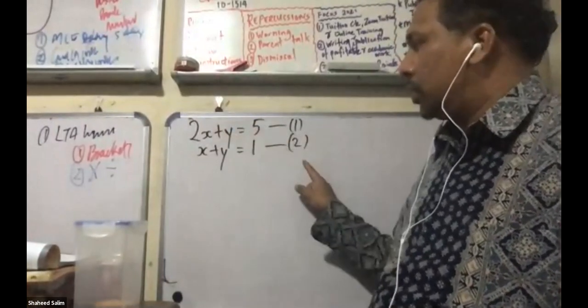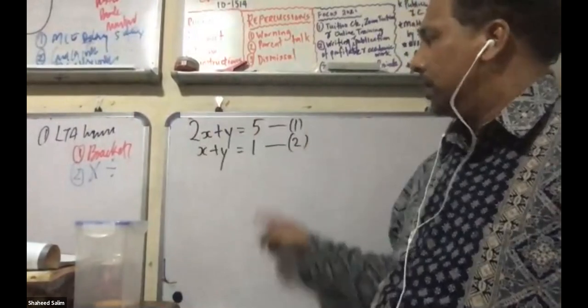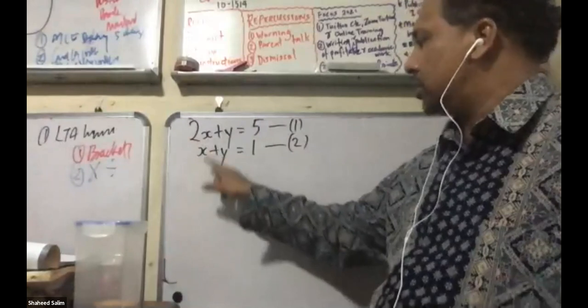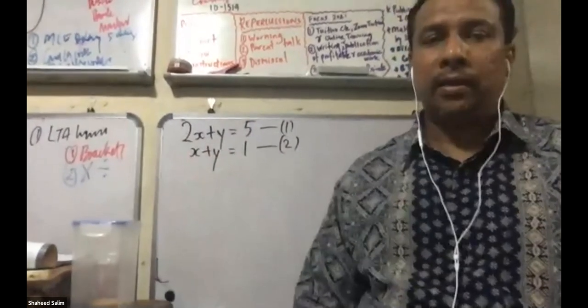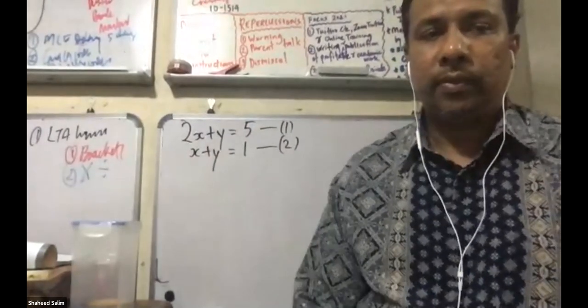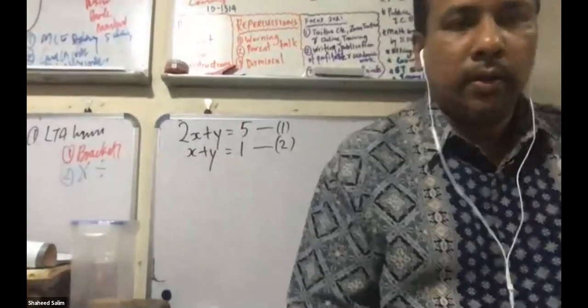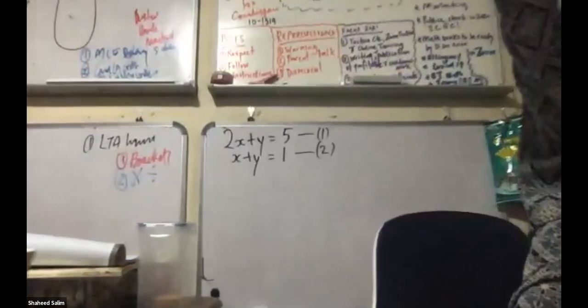Rearrange this equation 1, make it equation 3, but push the 2x that side. Rearrange, make this equation 2 to become equation 4. Push the x to that side, and you'll be able to get it. Try. Okay, just give me 3 minutes. You can see the question. Push.